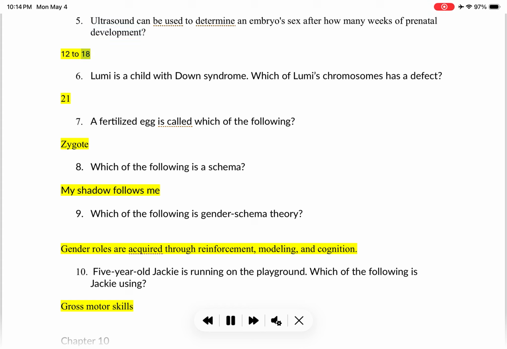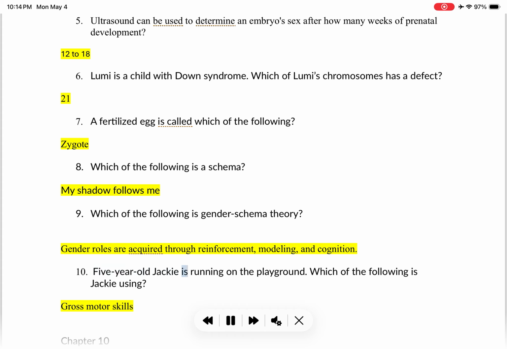Ultrasound can be used to determine an embryo's sex after how many weeks of prenatal development? 12 to 18. Lumi is a child with Down syndrome. Which of Lumi's chromosomes has a defect? 21. A fertilized egg is called which of the following? Zygote. Which of the following is a schema? My shadow follows me. Which of the following is gender schema theory? Gender roles are acquired through reinforcement, modeling, and cognition.